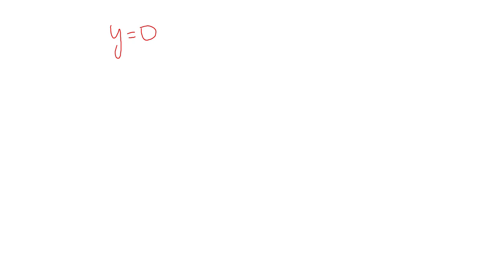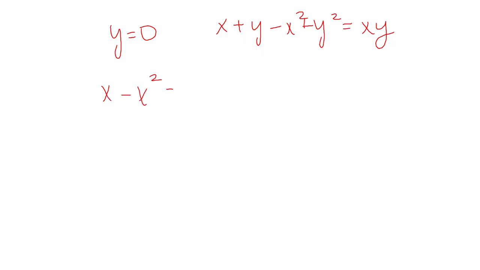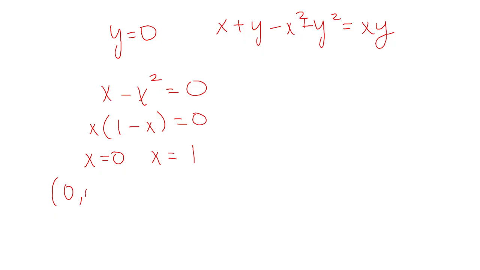If I plug y equals 0 into the original equation, the original equation being x plus y minus x squared plus y squared equals xy, we just end up with x minus x squared equals 0, which gives us, well, we'll factor out the x, x times (1 minus x) equals 0, so x equals 0 or x equals 1. So that's two different points. That's the point (0, 0), and it's the point (1, 0).